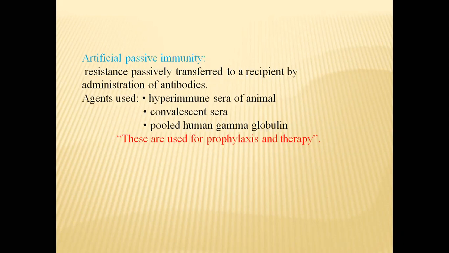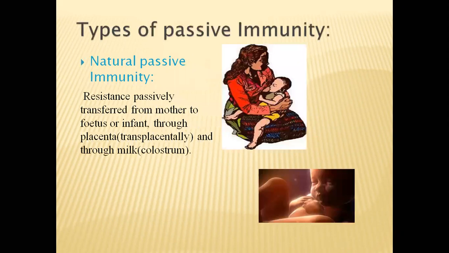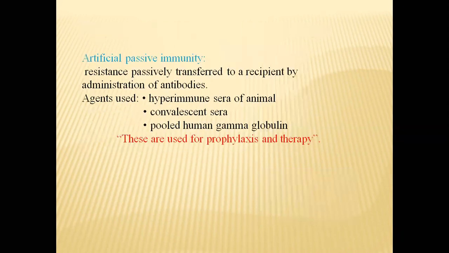So just remember, in passive immunity we have natural passive immunity, which occurs naturally and is mostly transmitted from the mother to the child. What is transmitted? Antibodies are transmitted. And in artificial passive immunity, we are injecting the antibodies. Clear?